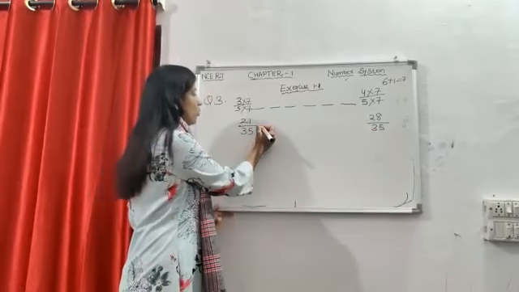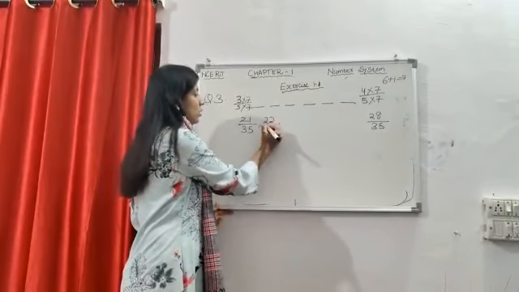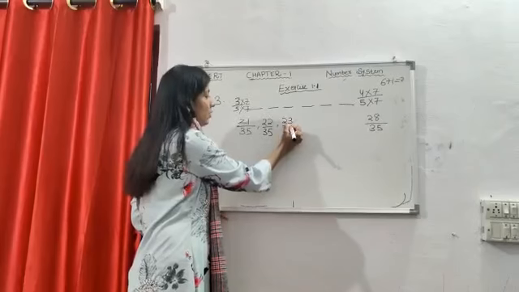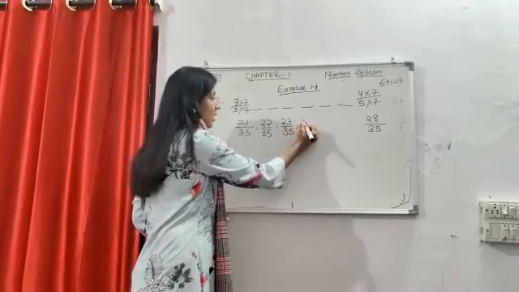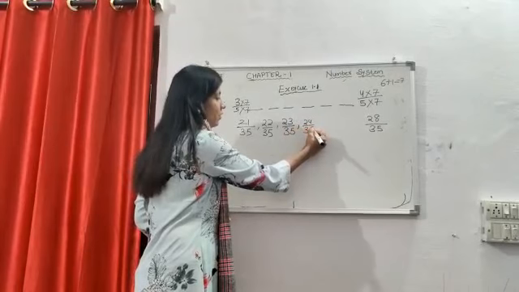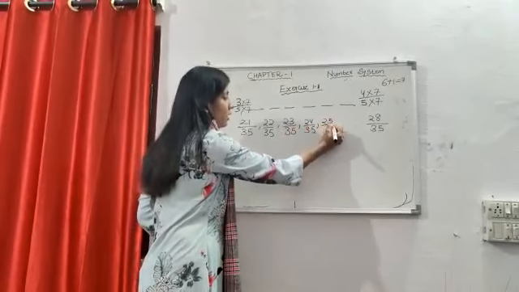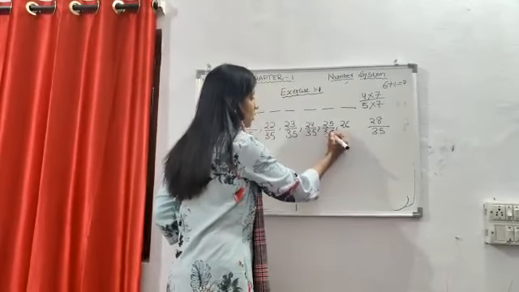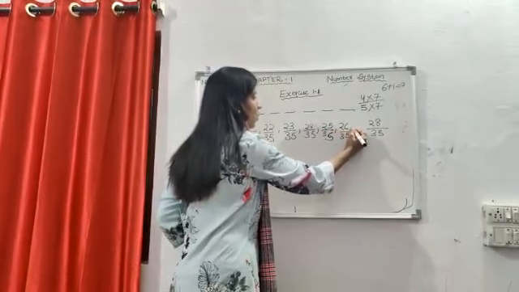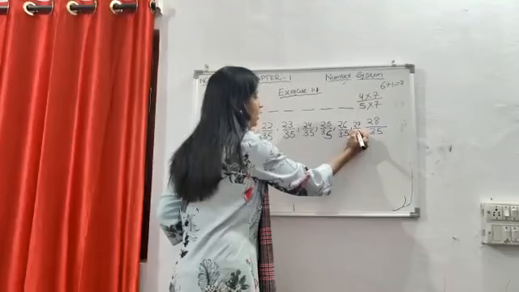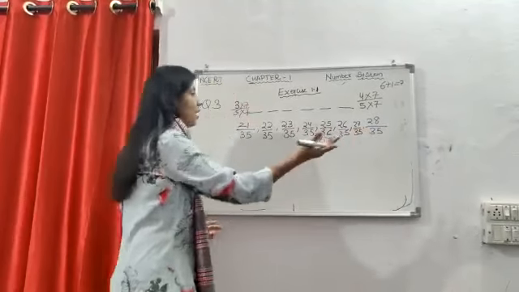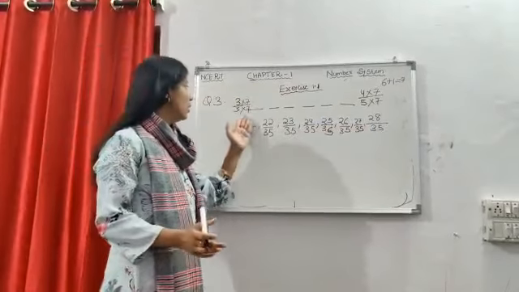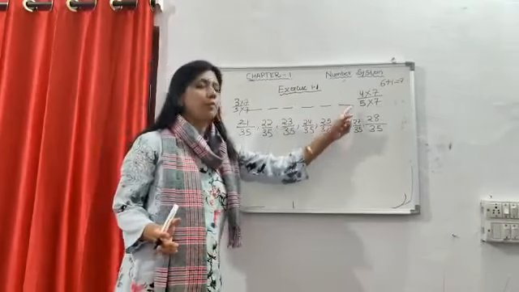So after 21, what comes? 22 upon 35. After 22, it will be 23 upon 35. Next will be 24 upon 35, next 25 upon 35, next 26 upon 35, and the last one will be 27 upon 35. So these are the 6 rational numbers between 3 by 5 and 4 by 5.